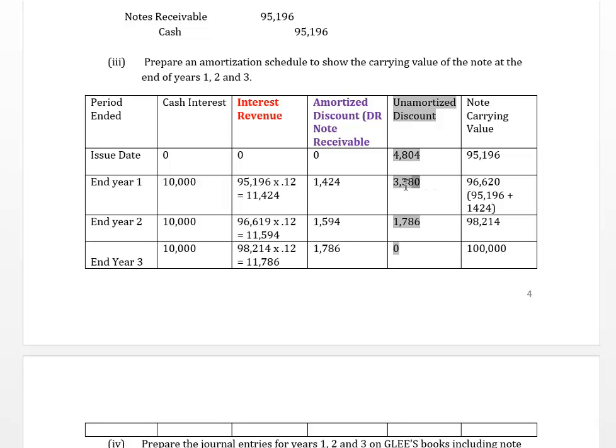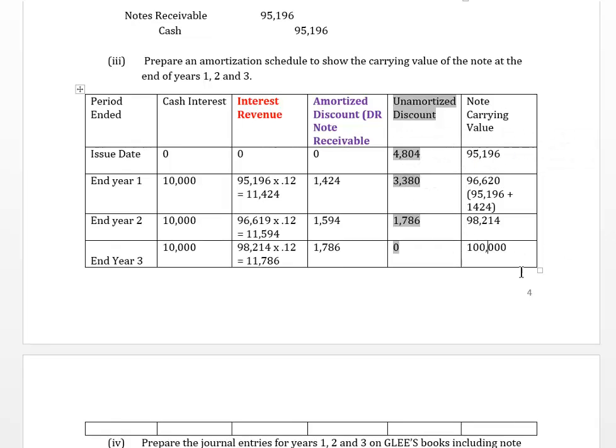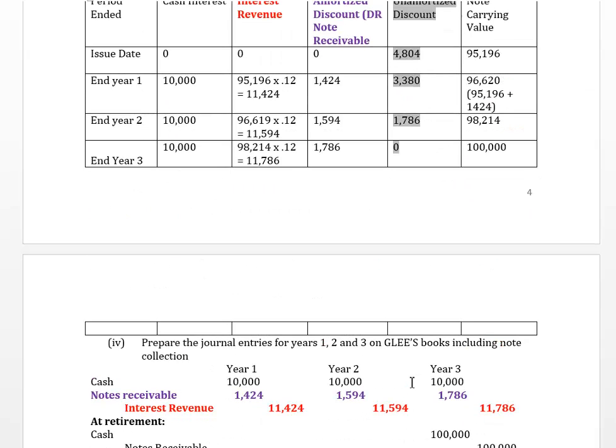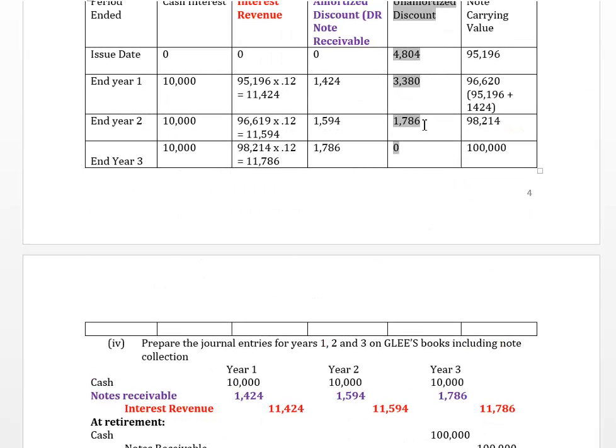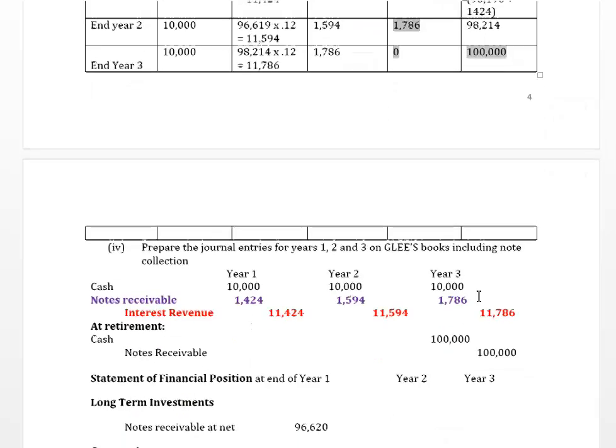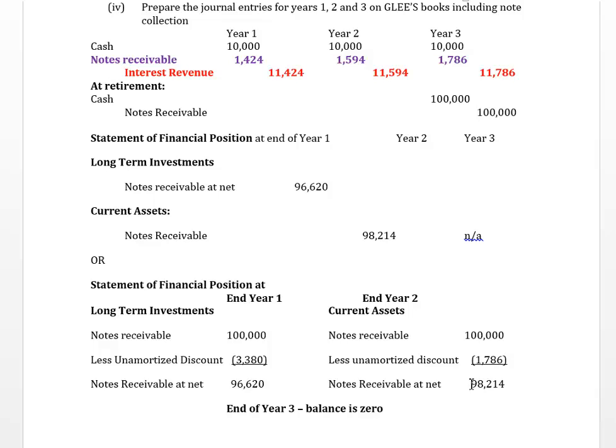So at the end of year 1, if we deducted $33.80 from $100,000, we would have our note receivable at net, just like we do here, but there's a little more detail down here at $96,620. Similarly, we can see at the end of year 2, we have unamortized discount of $17.86, such that when we deduct it from $100,000, we would wind up with $98,214 as our note receivable at net. And we have the same thing here at the end of year 2.